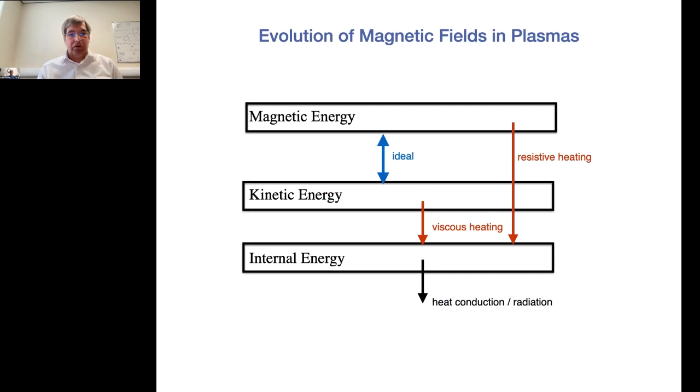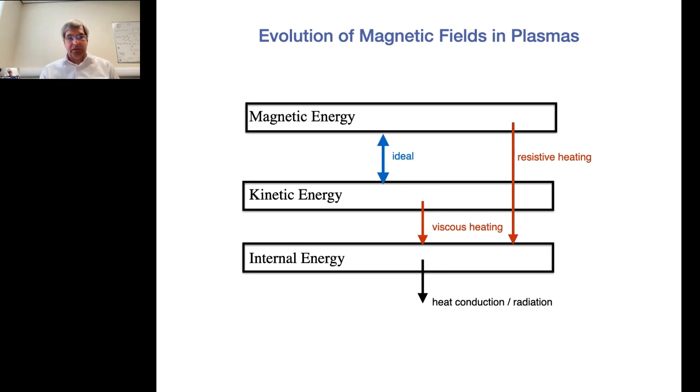So if you want to draw a diagram, you could do this in this way. You have three forms of energy: magnetic, kinetic, and internal. There is the option of an exchange between magnetic and kinetic energy via ideal motion, so even in the absence of any dissipation. And then there is the dissipation of magnetic energy, which heats the plasma, and the dissipation of kinetic energy, which heats the plasma.